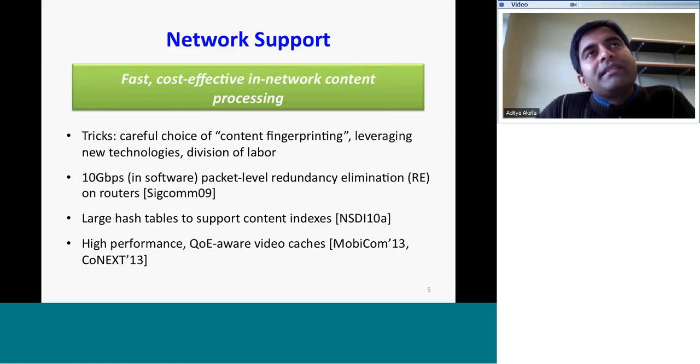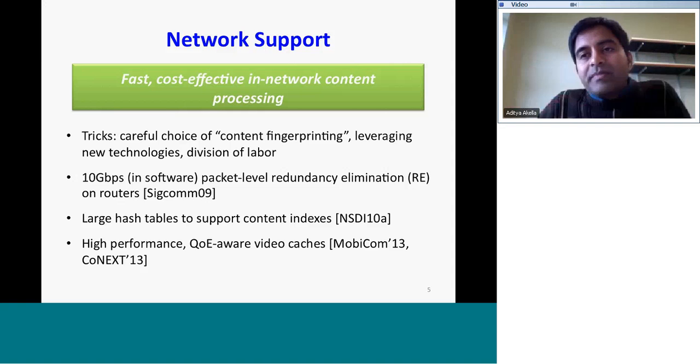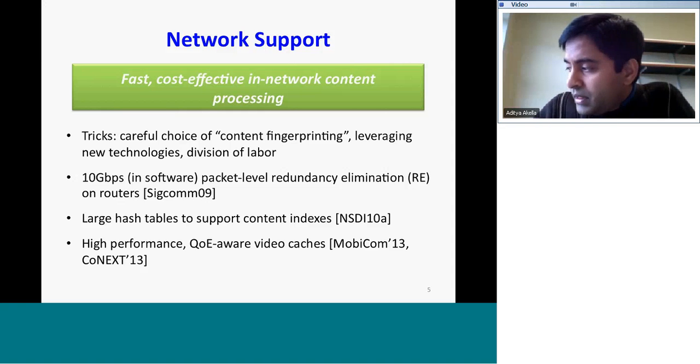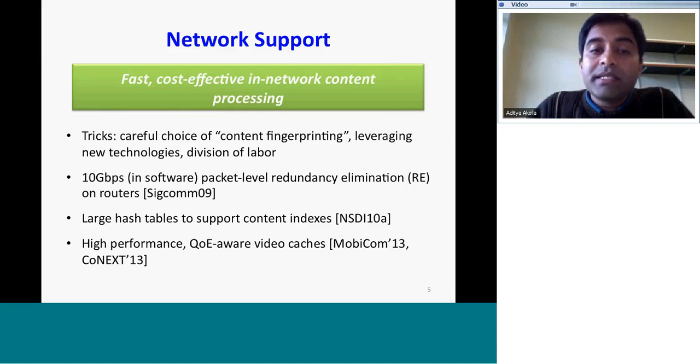Another set of tricks that we have applied, and others have looked at, in supporting content processing in a fast and cost-effective manner is to look for new technologies. For example, traditional IP tables and other lookup tables have been constrained to be situated within SRAMs or maybe DRAMs or TCAMs, a specific kind of memory technologies. But with content, given that the scale is larger, you would probably have to look at new technologies and how to leverage them more effectively, like solid-state drives or phase change memories or whatever else.